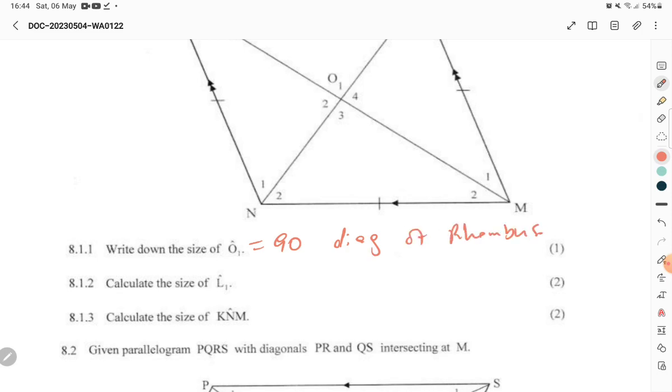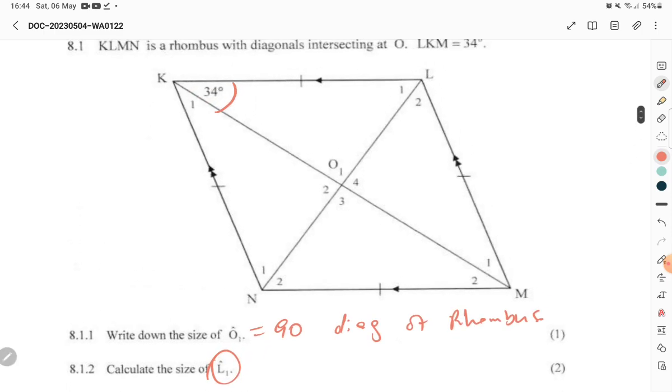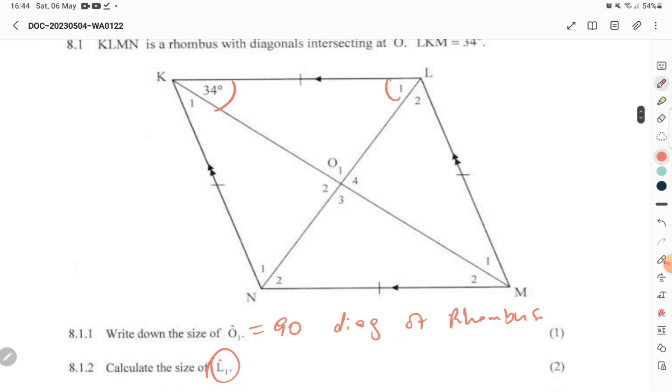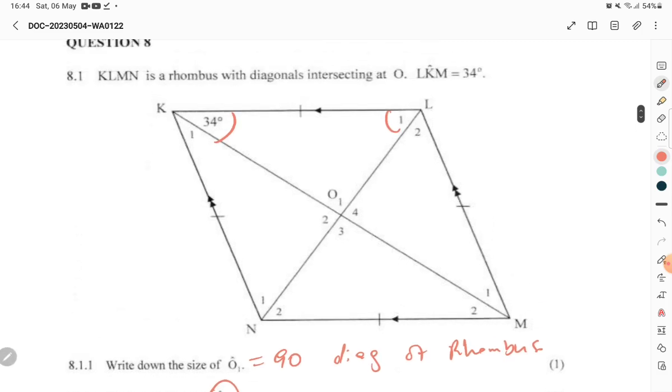So diagonals of a rhombus bisect at 90 degrees. You just don't have to mention that at all, right? Then calculate the size of L1. The size of L1 is this one. So it is very important that we use basic algebra together with this Euclidean geometry idea on how to find L1.